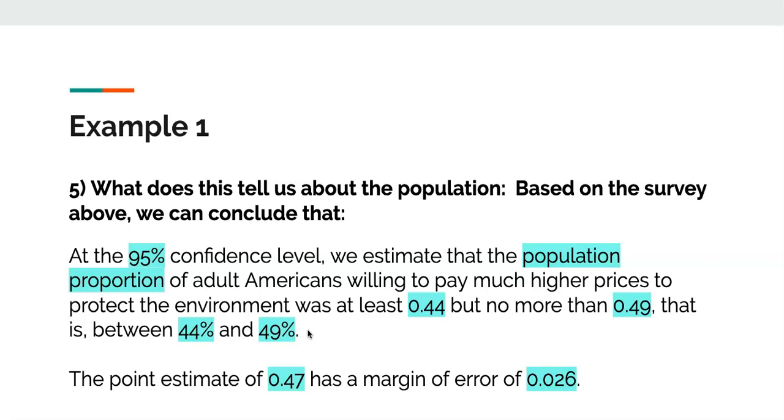Okay, but the other two blanks, the point estimate of 0.47 has a margin of error of 0.026. I rounded it a little bit, sorry, but that point estimate is the p hat, and what we had to add to that p hat to go up to the upper limit, and go down to the lower limit is called the margin of error. Let's do another example.